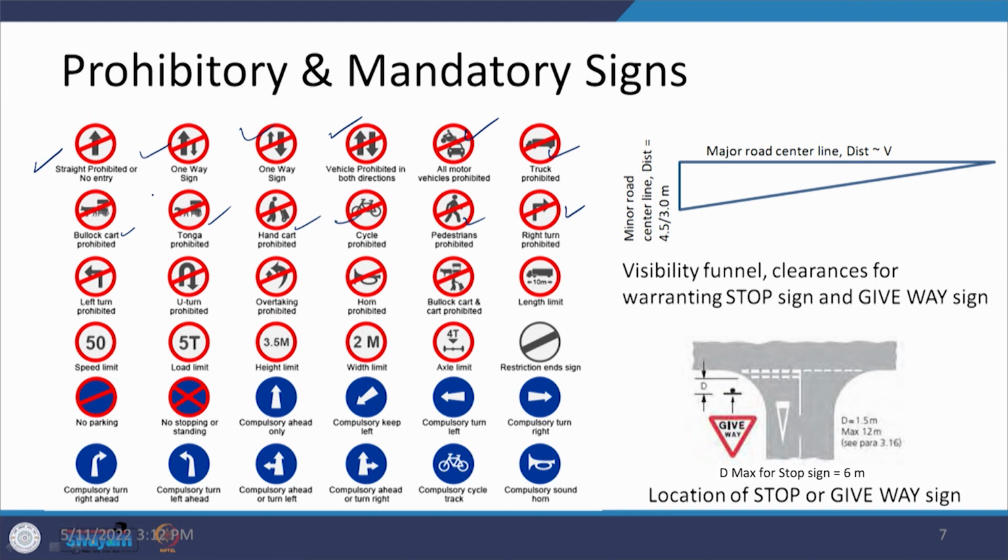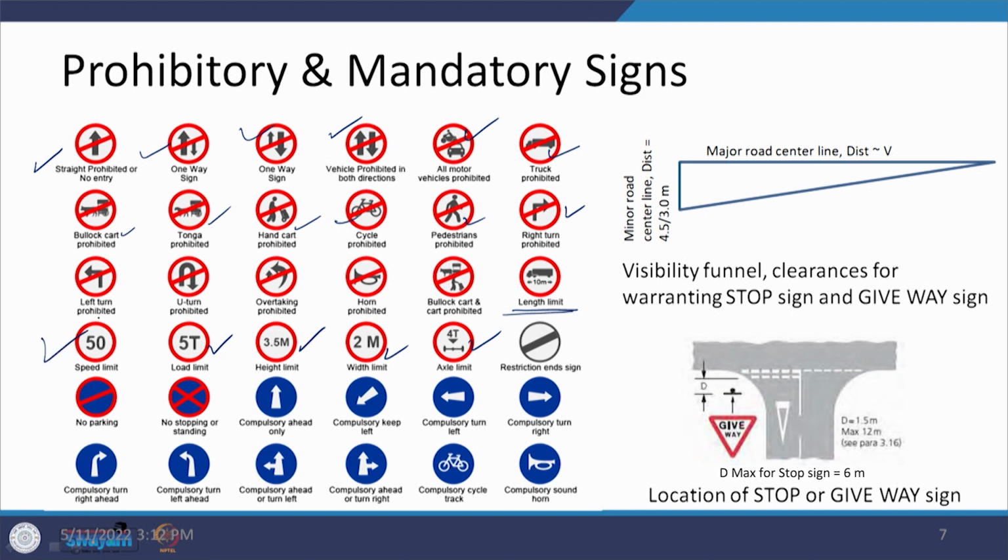So, whatever the situations are, they are depicted here. They can also be depicted by way of a length limit: what can be the maximum length of a vehicle on this particular road. Or it can be a limit on the load, so it can carry 5 tons, or a height not more than 3.5 meters, otherwise vehicles are going to get stuck here. The width can also be defined, or there is an axle limit, that is, how much axle load is going to be there, because the roads have been designed accordingly.